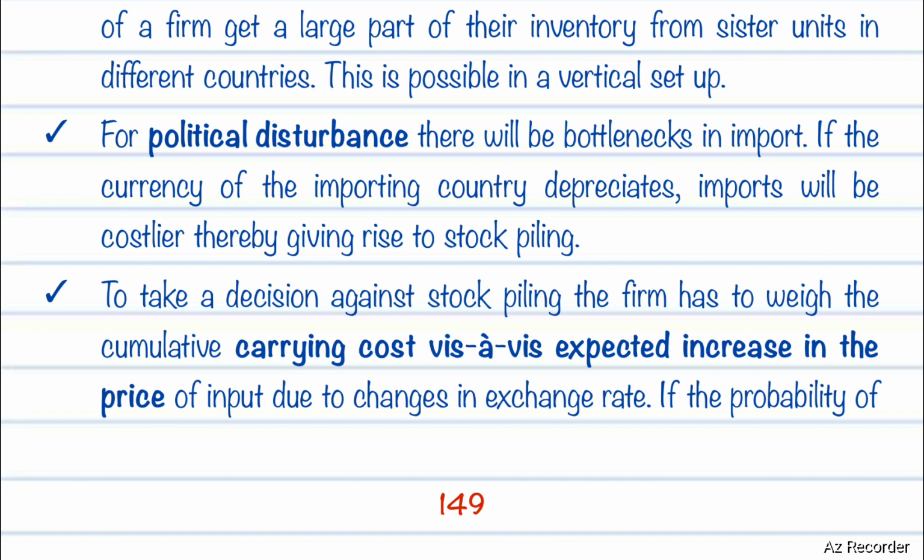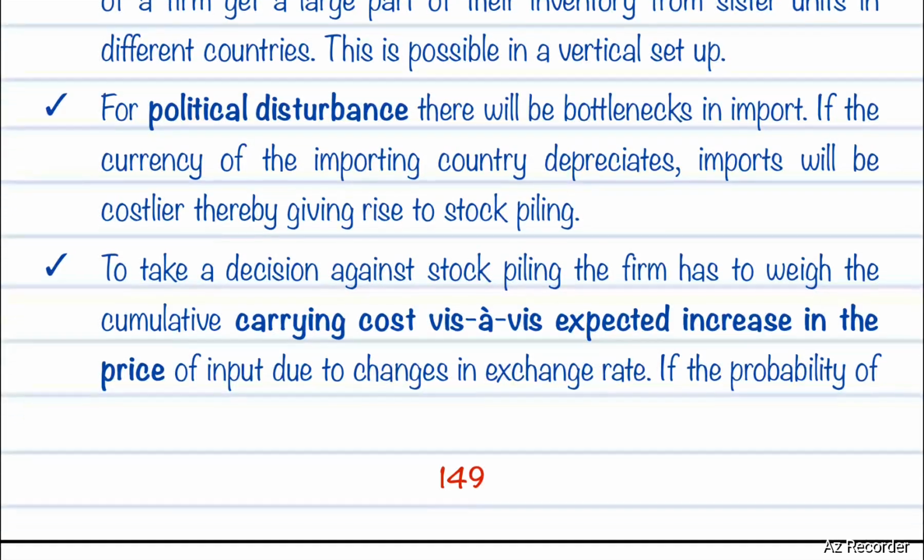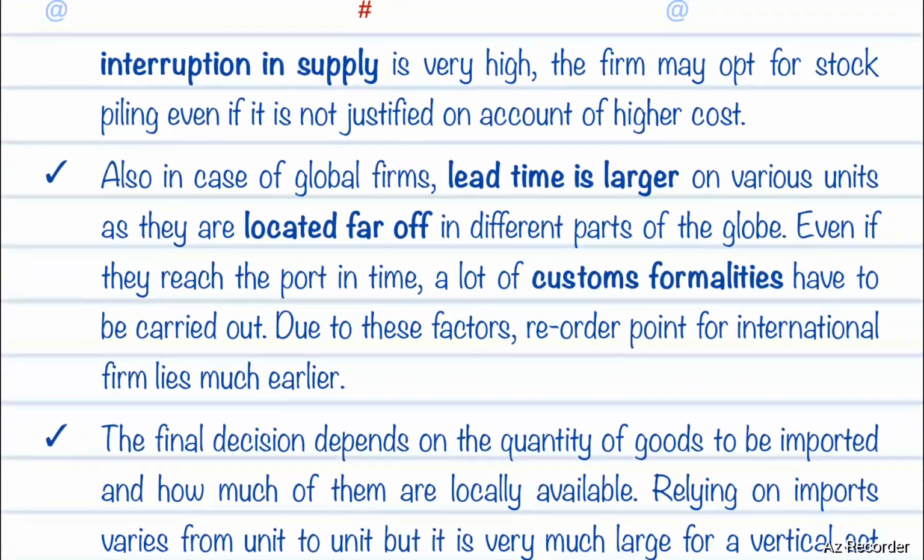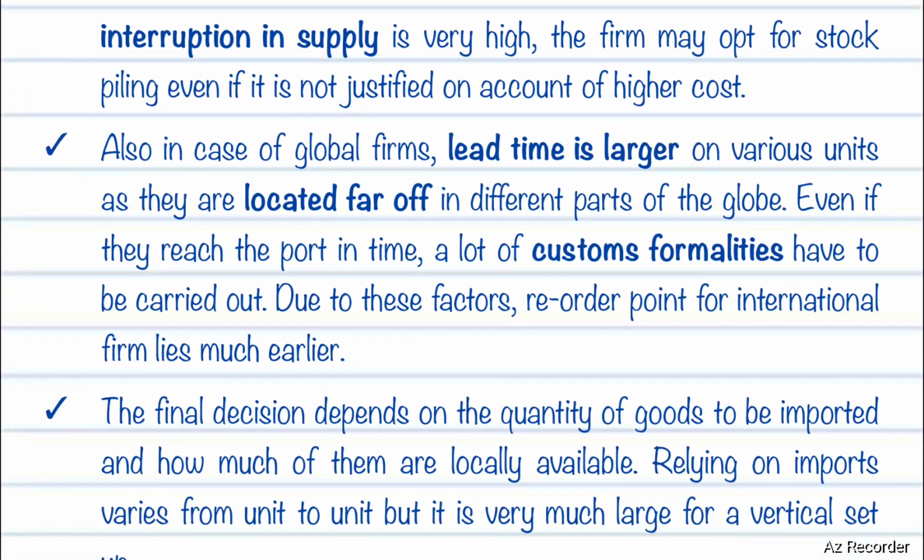To take a decision on stockpiling, the firm has to weigh the cumulative carrying cost vis-a-vis expected increase in the price of the input due to changes in exchange rate. If the probability of interruption in supply is very high, the firm may opt for stockpiling even if it is not justified on account of higher cost.